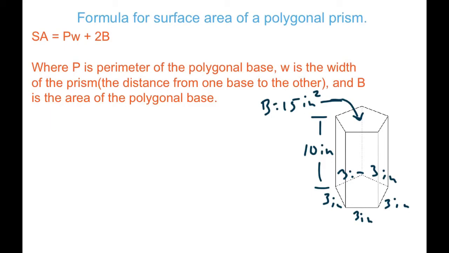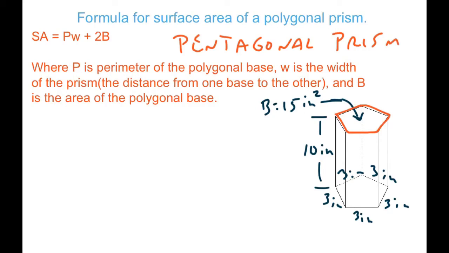Now we're going to look at a polygonal prism. Now this polygon happens to be 5 sides, so it's a pentagon. So we call that a pentagonal prism. Spell the word pentagon, add an AL. If it was an octagon, octagonal. Hexagon, hexagonal. All right, so we're going to use the same formula over here.